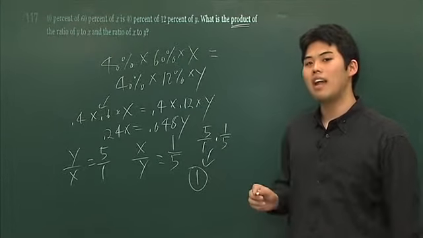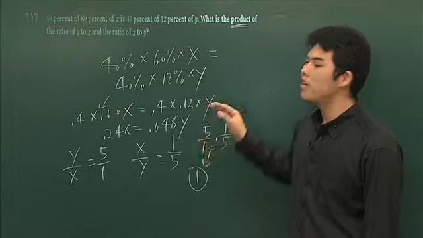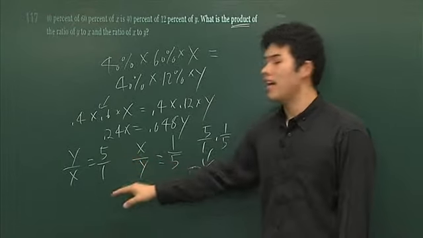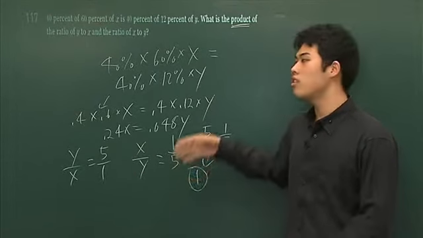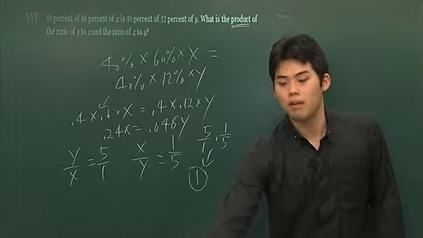And that's why this problem can actually be quite tricky. You've got to take it step by step, and you've got to know what they're asking for. We're asking for the ratio of y to x and x to y, not just what is x or what is y. So be on the lookout for these types of problems.